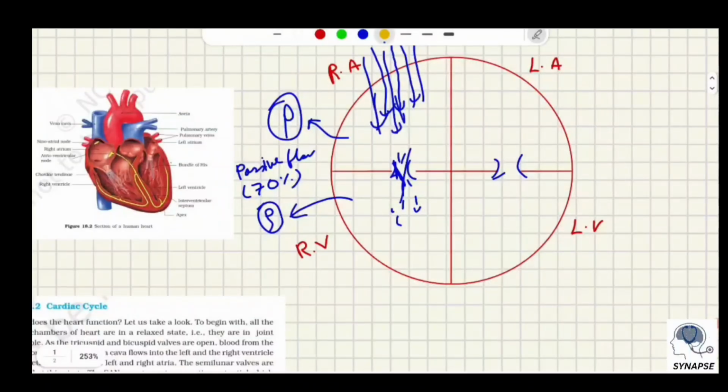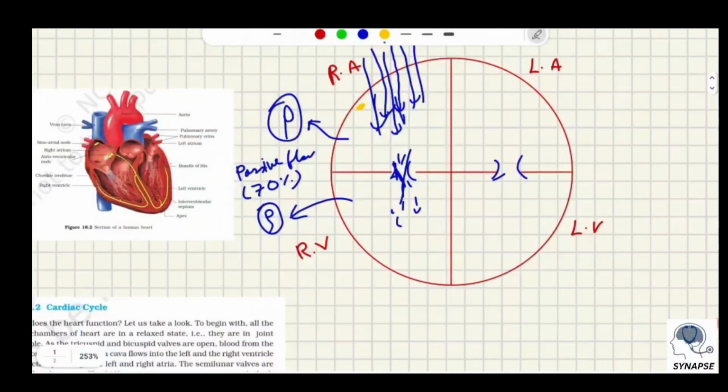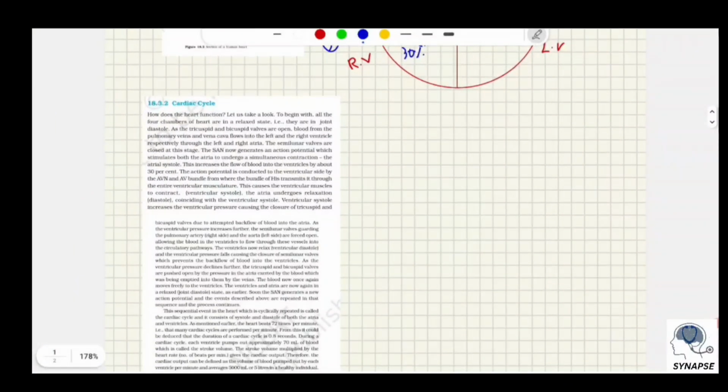Now, we have the SA node. The SA node generates an action potential. As the SA node generates the action potential, it spreads throughout the cardiac musculature of the right atrium, and the atria contract. By the time the atria start contracting, blood is already flowing into the right ventricle. So this contraction causes an extra expulsion of 30% more blood into the right ventricle. And this is what is written in your NCERT.